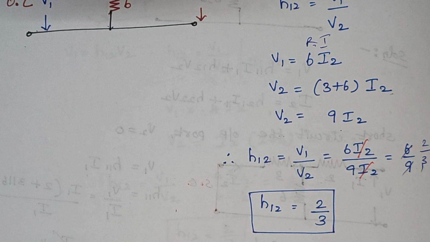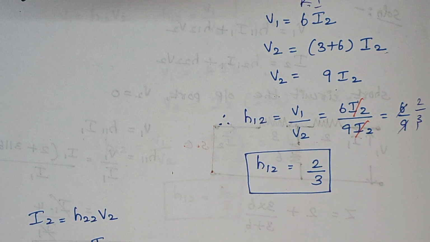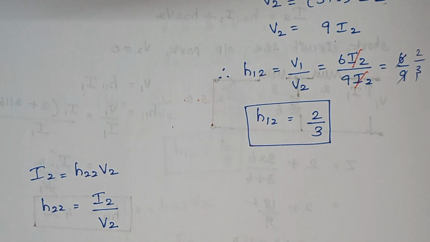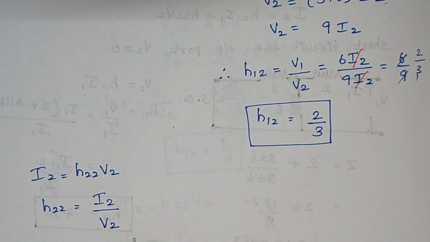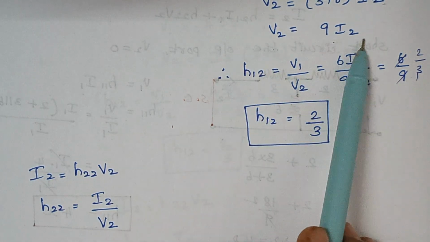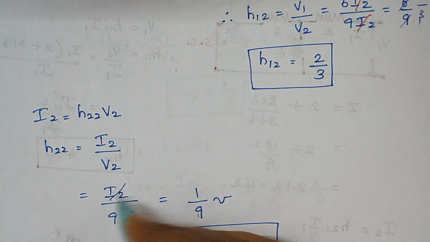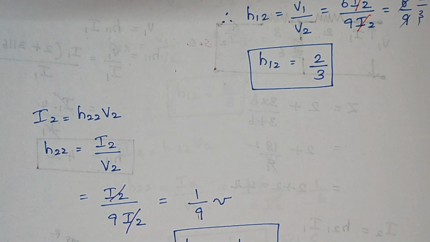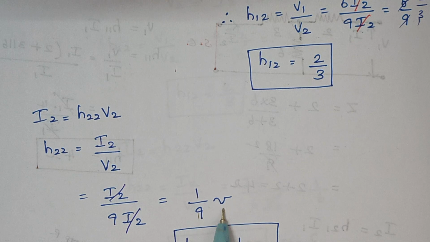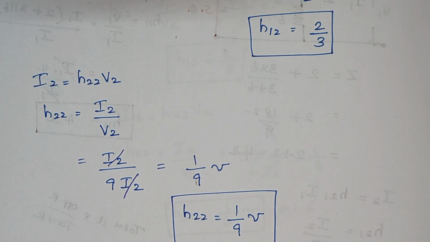Now the last parameter here is H22. I2 is equal to H22 V2. So here H22 is nothing but I2 by V2. Just now we have calculated the value of V2, which is 9I2. So just substitute it over here. When you substitute, these two terms get cancelled, and finally we have 1 by 9 mho. So therefore the value of H22 is 1 by 9 mho.